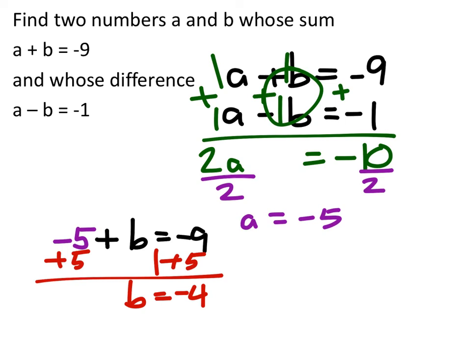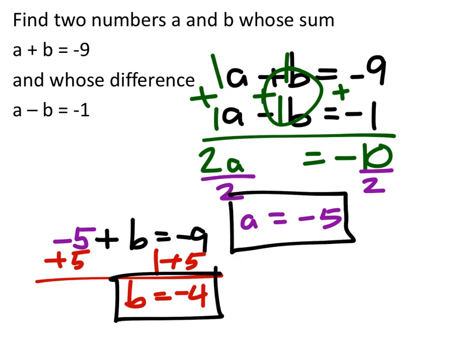So we would just want to check on that bottom equation. a is -5. -5 minus -4. That's really -5 plus 4, which is -1. That checks off. So I got my two answers. It's not really an ordered pair here. It's just two numbers.